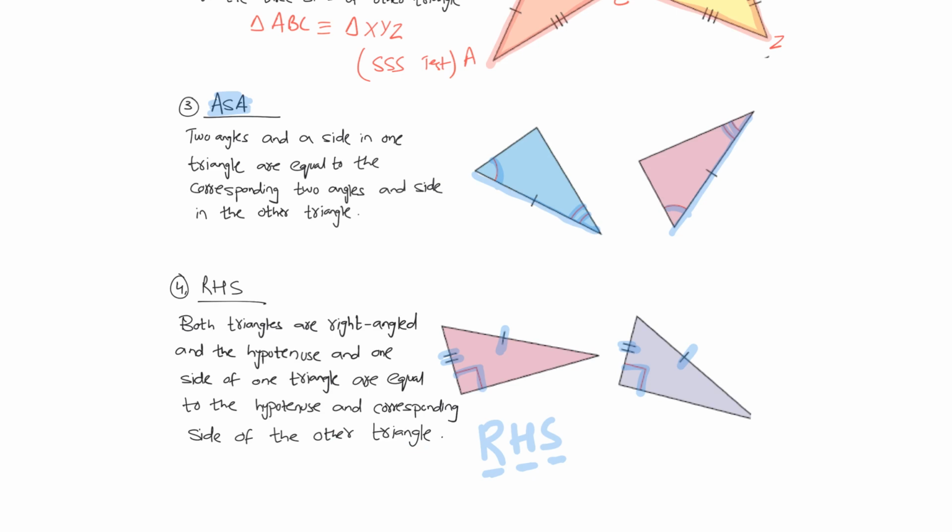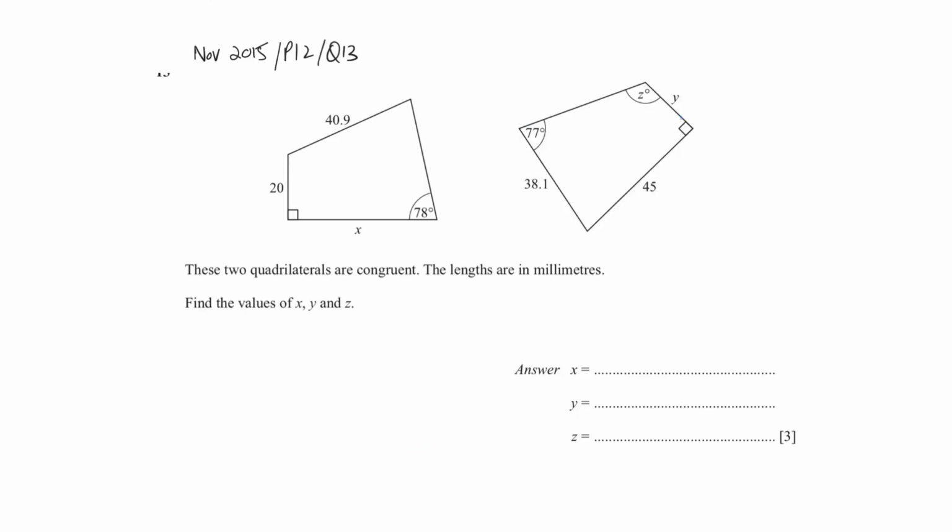Now let's look at one question. In this question, there are two quadrilaterals that are congruent. The lengths are in millimeters. We are required to find the values of the unknowns x, y and z. Now when they say that the two quadrilaterals are congruent, that means that the corresponding sides must be equal and the corresponding angles must be equal.